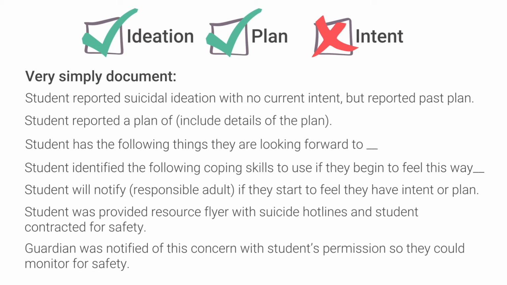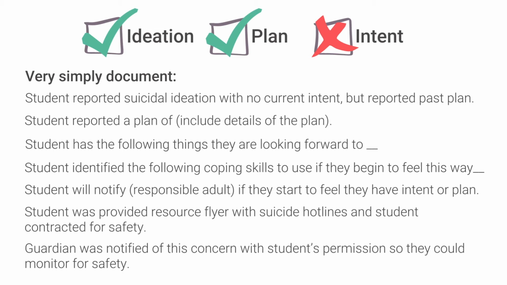For example, use of a gun, but does not have access to one, use of pills, but does not have access to those, etc. You're going to also want to continue documenting the things that they're looking forward to and listing them out, their identified coping skills and listing them out, and then who they're going to notify if they feel that way. Again, it should be a responsible adult they can trust.